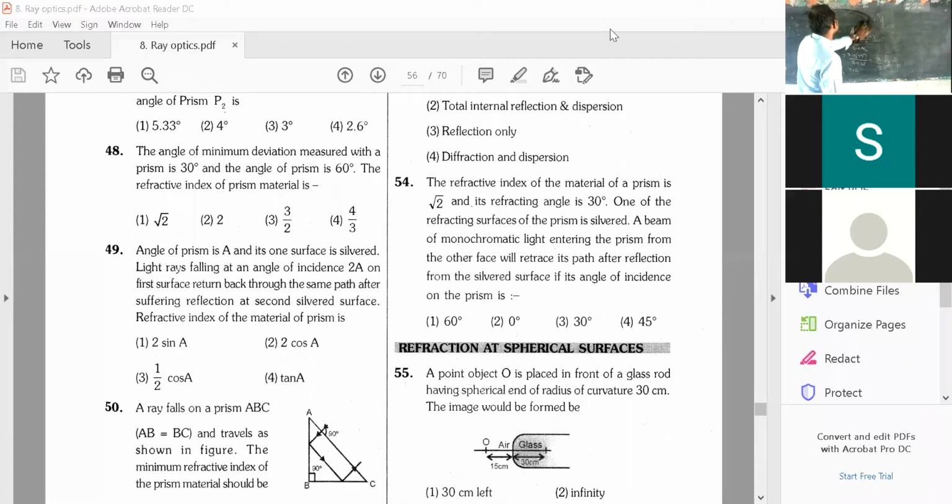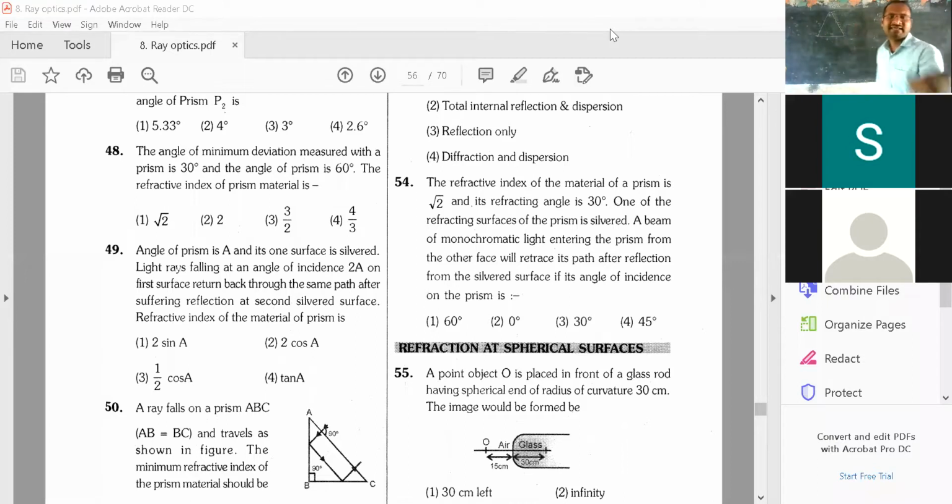Question number 49. You can see that question also there. Now I am reading the question, listen carefully. The question is: the angle of prism is A and one of its surfaces is silvered. Here I draw the diagram. There is a prism whose angle is A, this angle is A given. Then its one surface is silvered, so that this surface will behave like a mirror.